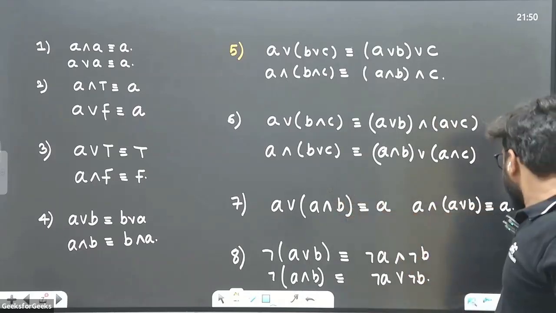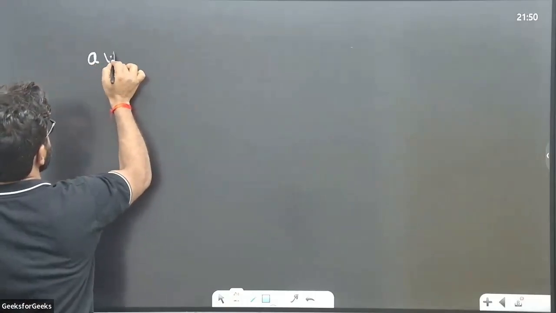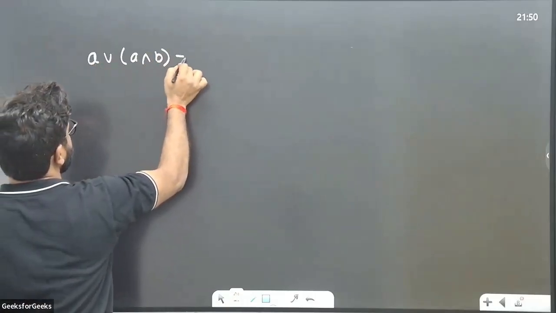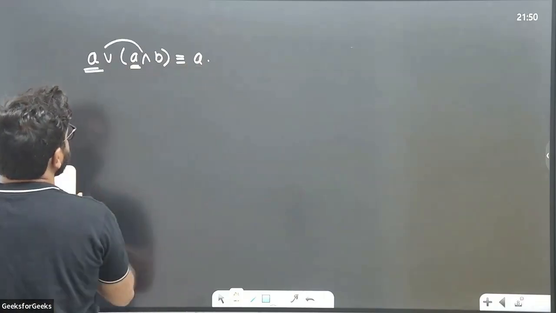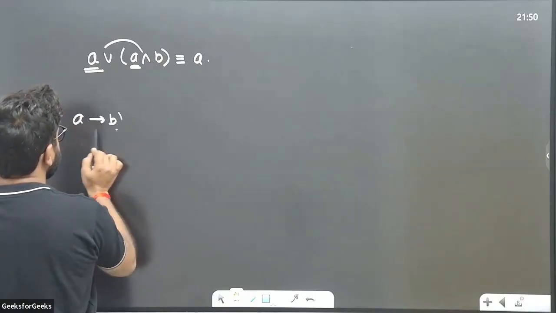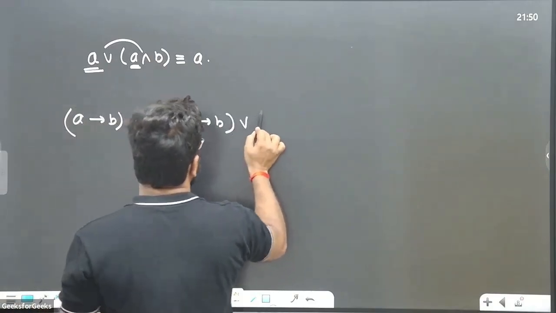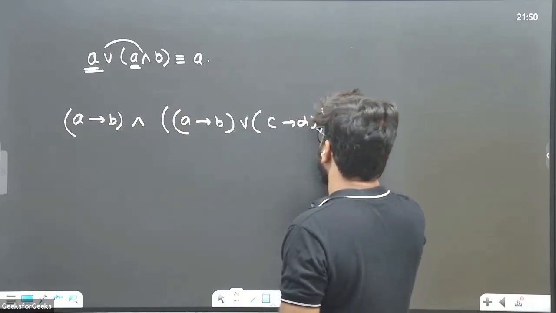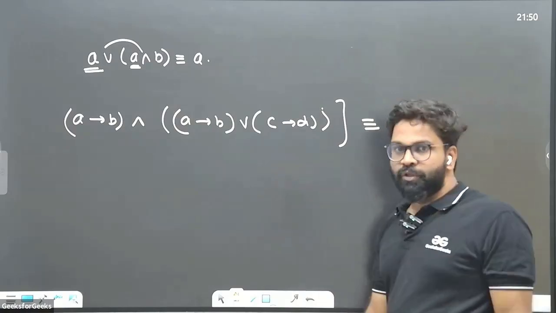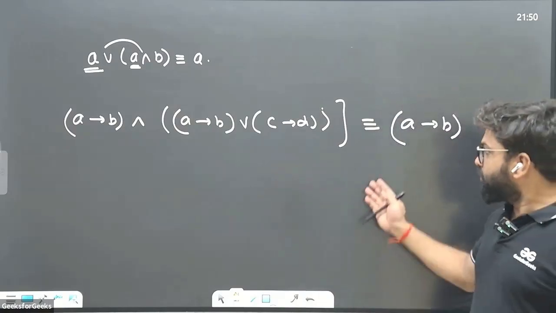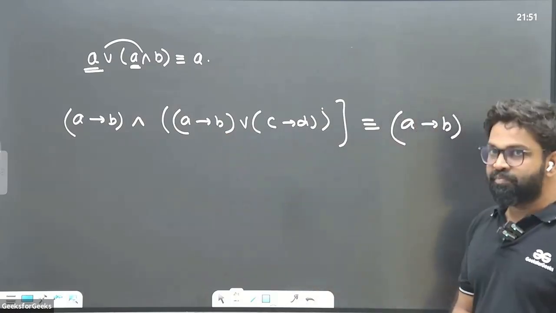With respect to this also, for example, suppose I want to show you the absorption law. What is your absorption law? This is A or (A and B), and then you are getting A. How to identify it? Whatever is outside, it is inside, and operators are different. For example, suppose I write something like that, let's consider that A implies B, and here A implies B, and then or, and then this is nothing but C implies D. Now, what is your answer? The answer you will be getting is A implies B only. Basically, this is the absorption law, right? So you try to understand this whole complex, you can immediately write A implies B.